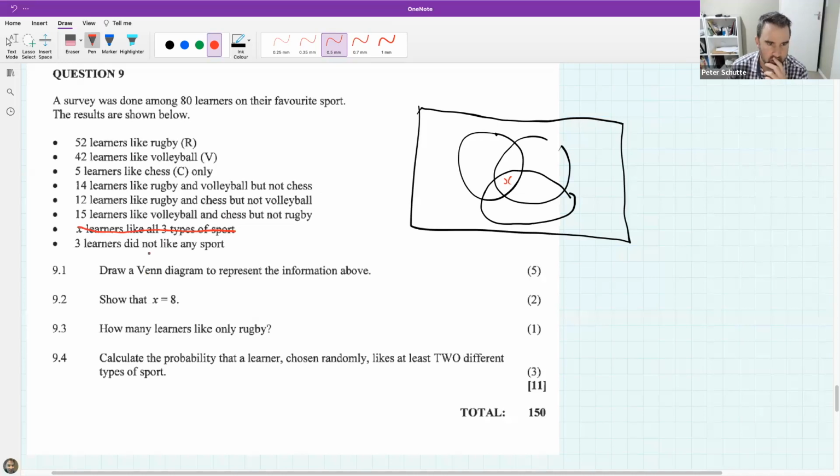Where would I start now? I suppose the 3 is quite. And I suppose I should also put labels here. So let's say rugby, volleyball, and cricket. So I don't think this is very helpful to start with because we don't have enough, but 14 learners like rugby and volleyball, but not chess.